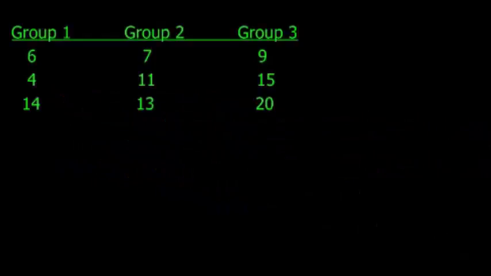So ANOVA is a procedure that you use when you're comparing more than two means. A t-test was when you're comparing two means, and ANOVA is when you compare more than two. It could be 3 means, 4, 5, 6. You could compare 3 different age groups, for instance, on some dependent variable. And the dependent variable is at least interval level or ratio level data, continuously measured data.